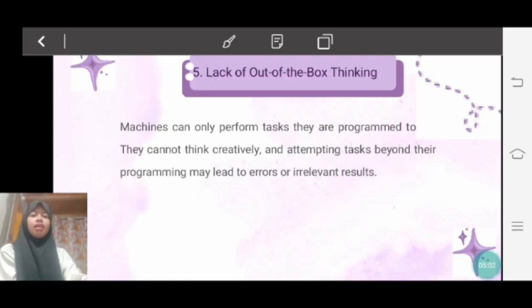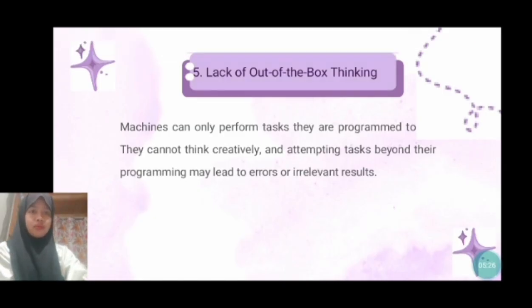Number five, the lack of out-of-the-box thinking. AI cannot create or invent things on their own because after all, humans program them. They are limited to what humans program them to do. They cannot think on their own or invent things that humans have not created.